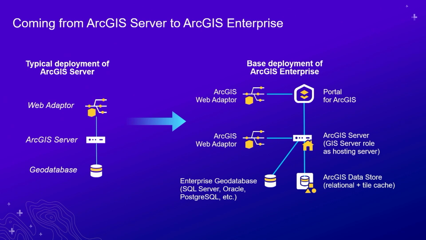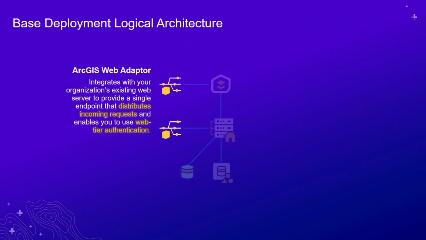Jumping ahead a little bit, you'll see here on the slide it says relational and tile cache. That's because the ArcGIS Data Store comes in a couple of different flavors. In fact, there's 3 different flavors. 2 of those types of ArcGIS Data Store are part of the base deployment. So ultimately, when you have these different components put together, you have what's a minimally functional, if you will, or as I said, the base deployment of ArcGIS Enterprise. It gives you a lot of capabilities. So let's dive a little bit deeper into that logical architecture and see how the components fit together.